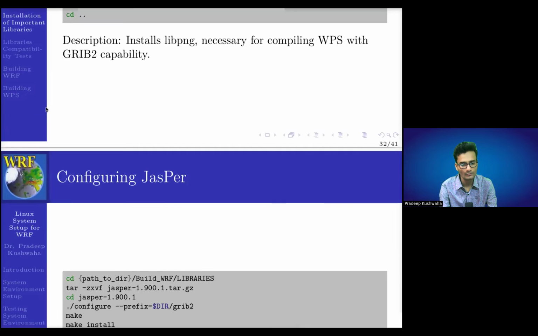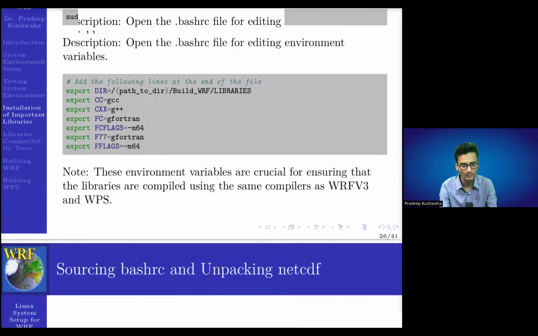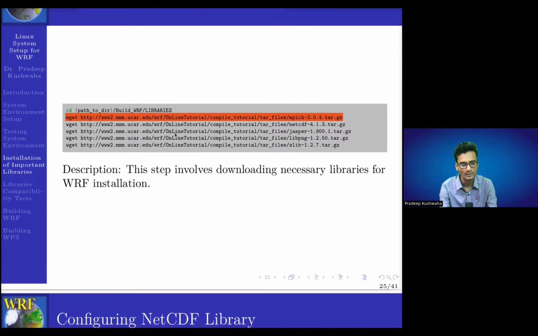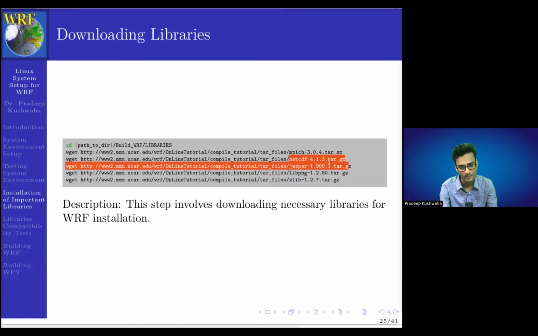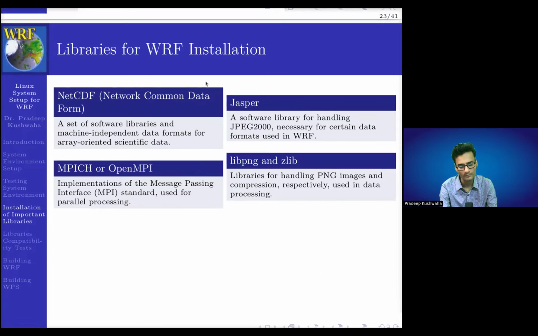Now, how should we proceed? First of all, we need to download these libraries from the website. There are two ways. Either you can go to the WRF website and download from there directly, or if you do not want to go there, you can just use the wget command followed by the URL of that software. We have to install 5 software: MPICH, netCDF, JasPer, libpng, and zlib. So these are the 5 libraries.